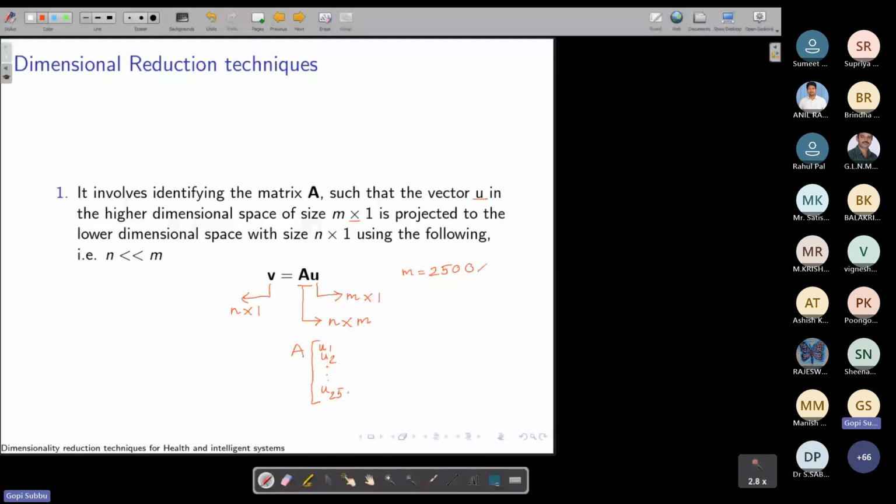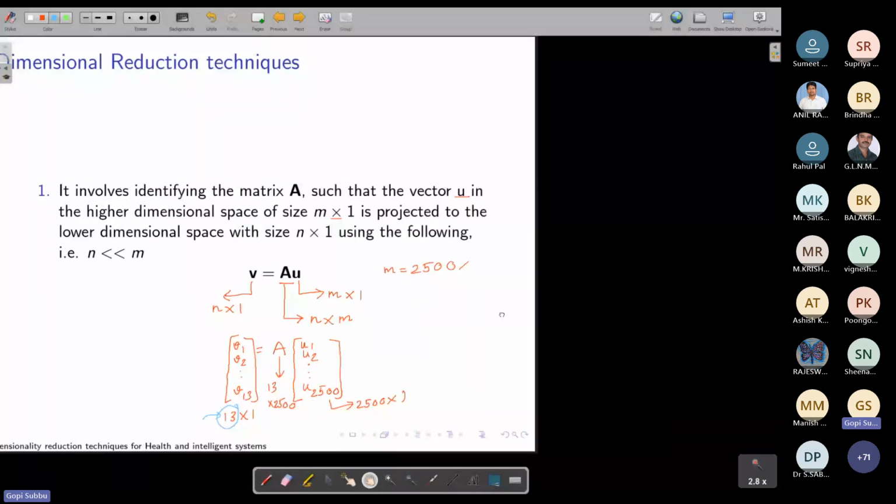You need a matrix A such that this is getting converted to V1, V2, and so on up to V13. So this is going to have the size of 13 cross 1, and this matrix is of dimension 13 cross 2500, and this vector is of size 2500 cross 1, right? I have given this 13 as an arbitrary number. It could be something else also. I just chose it for one particular set of data.